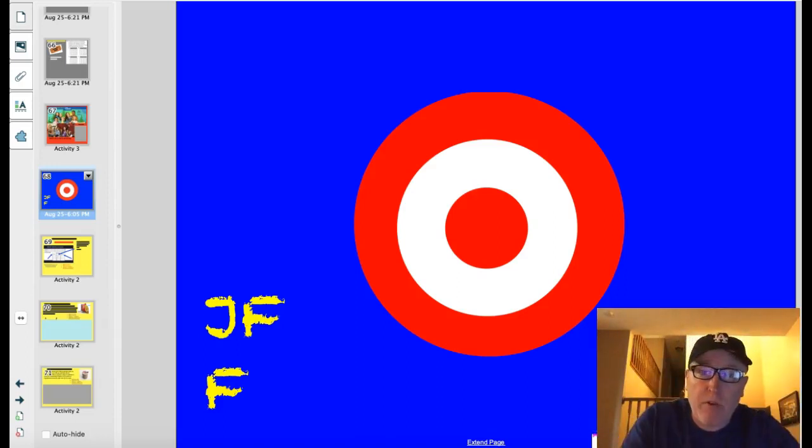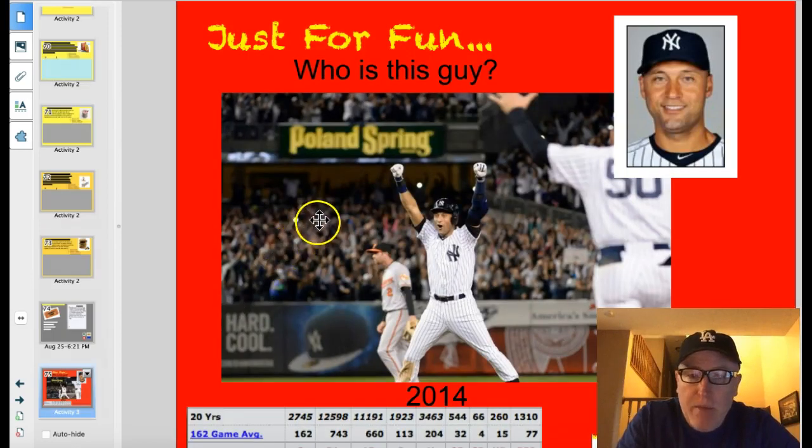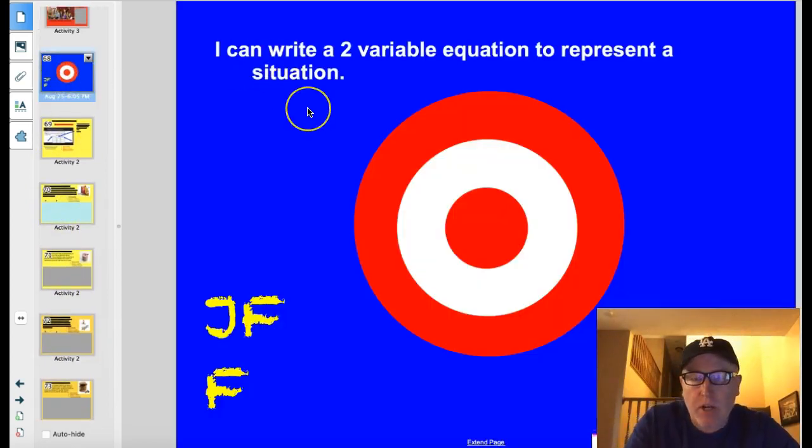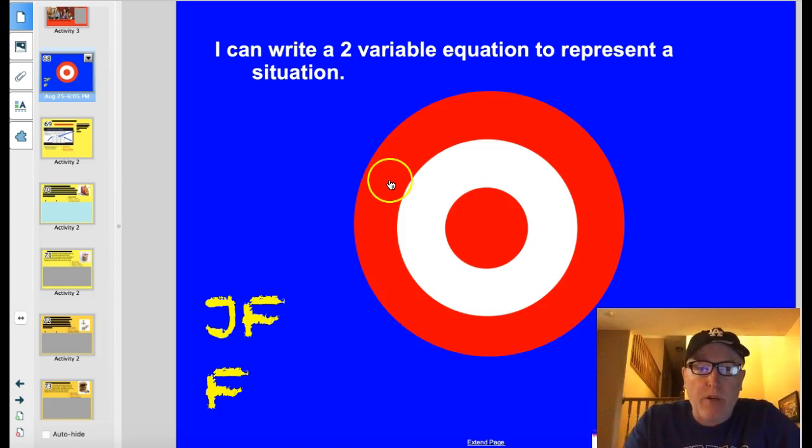Tonight we're going to be writing two variable equations for situations. Let's start off with a trivia question. From the Big Apple, who is this guy? Why is he so important to the New York Yankee organization? Alright, tonight officially our target is I can write a two variable equation to represent a situation.